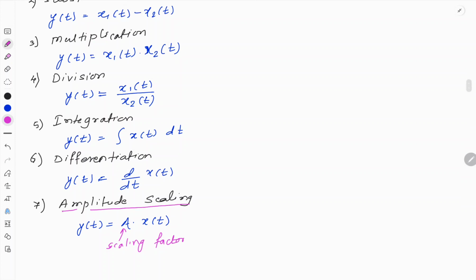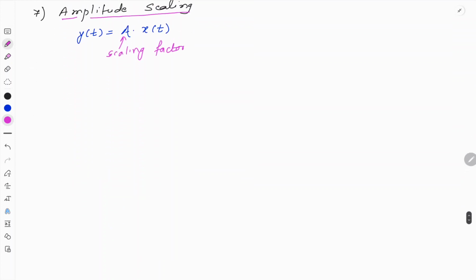Now, depending on the value of a, we can subdivide the operation. If a is greater than 1, this operation is called amplification. And if a is less than 1, this operation is called attenuation.